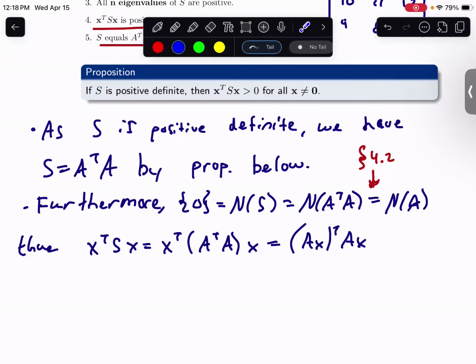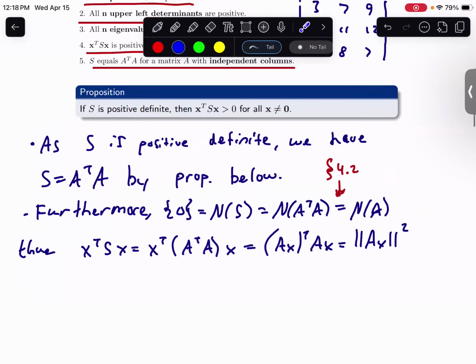And then A times X is a vector. If you do a vector transposed times itself via matrix multiplication, that's just the dot product with itself. And if you have a vector dotted with itself, that gives you the magnitude squared. So this is going to be equal to the magnitude of A times X squared.